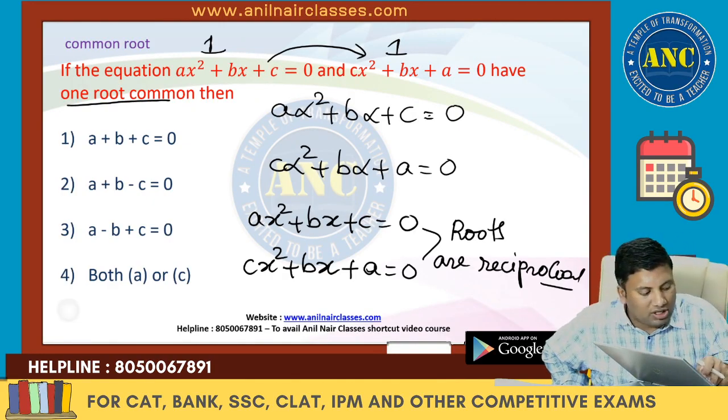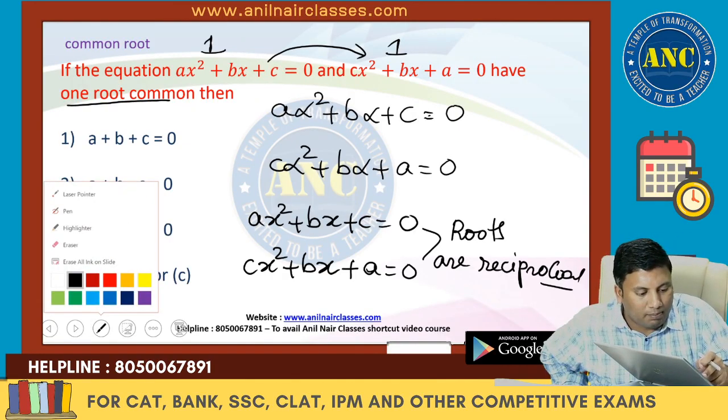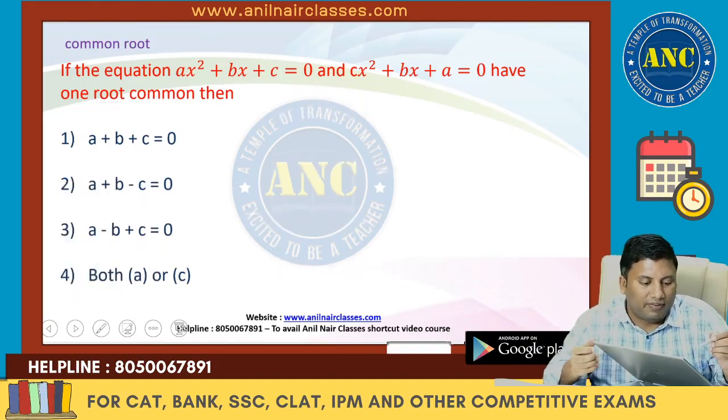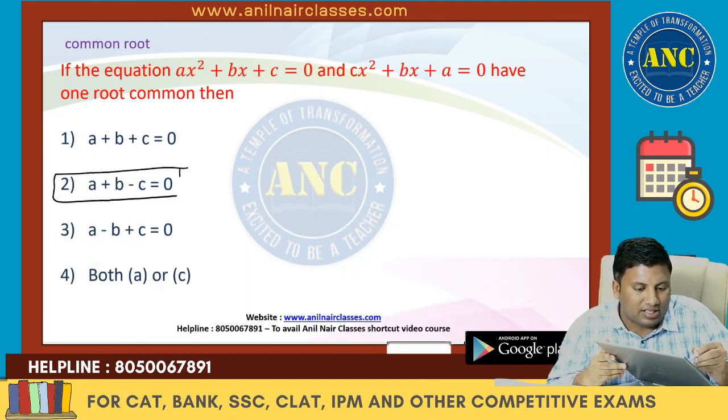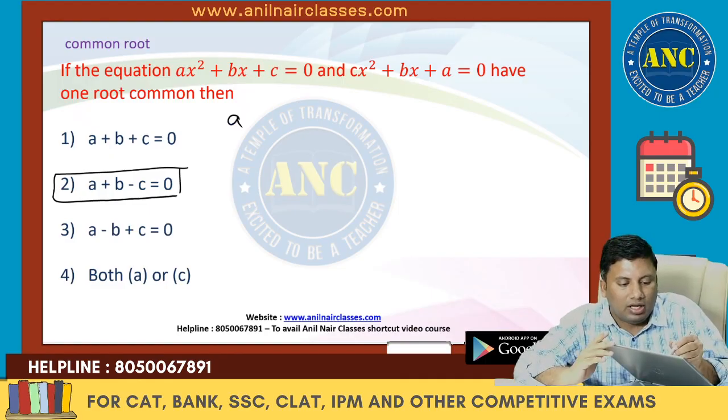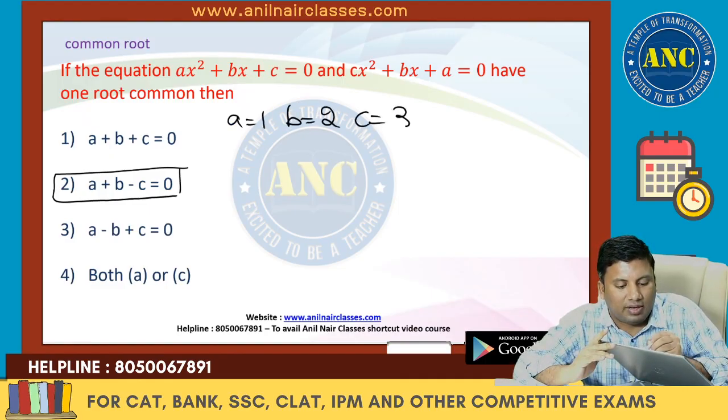Now I will come to this point by taking some example. If I take A plus B minus C equivalent to 0, A is 1, B is 2, C is 3. This is nothing but x square plus 2x plus 3.